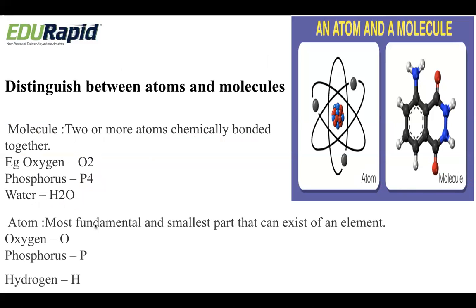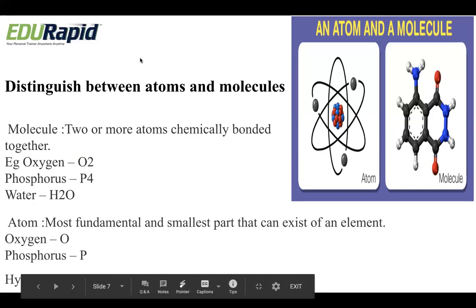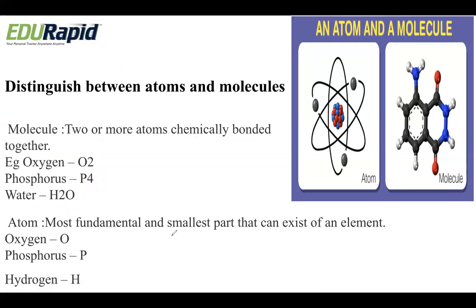So an atom is the most fundamental and smallest part that can exist of an element. Atom is one of the smallest parts of an element, whereas a molecule consists of atoms. Right? So a molecule consists of atoms, whereas an element consists of an atom. This is the basic difference between a molecule and an atom.